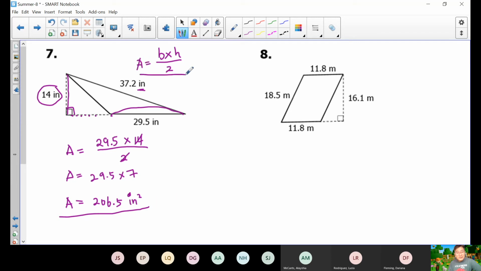Okay, parallelogram again. Base times height. Base times height. Now you need to be wise. You need to discern which one is the base. Yes, this is the base. It's not the height. Height should have a perpendicular sign, right? So 11.8 times 16.1. So I use a calculator.